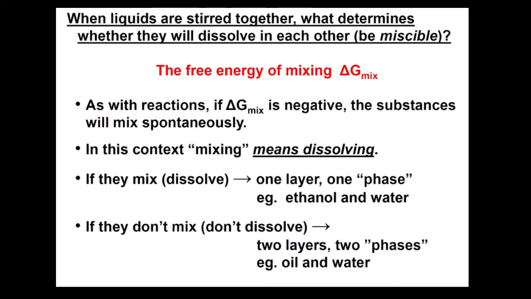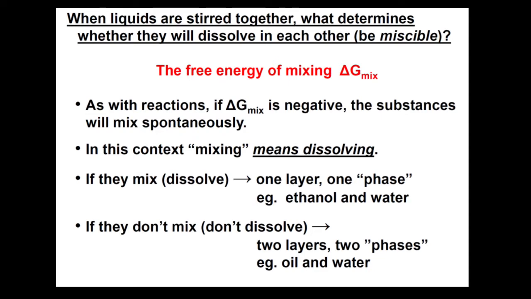Okay, so as with reactions, if the delta G for mixing is negative, the substances will mix spontaneously, just like if delta G for a reaction is negative, they'll react spontaneously. And when I say mixing, I want to reiterate that I really mean dissolving here. So if they dissolve in each other, if they mix, then you'll get one layer, like ethanol and water. It's mutually soluble in all proportions. If they don't mix, don't dissolve in each other, you'll get two layers or two phases.